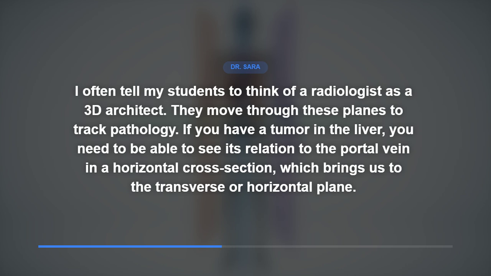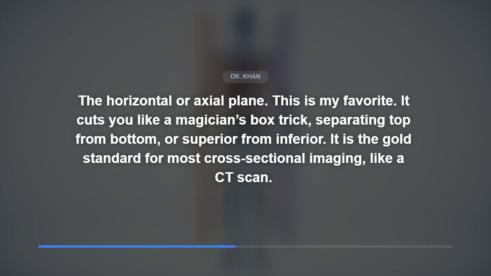I often tell my students to think of a radiologist as a 3D architect. They move through these planes to track pathology. If you have a tumor in the liver, you need to be able to see its relation to the portal vein in a horizontal cross-section, which brings us to the transverse or horizontal plane.